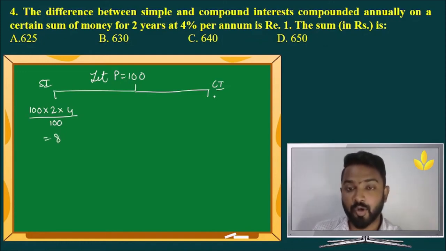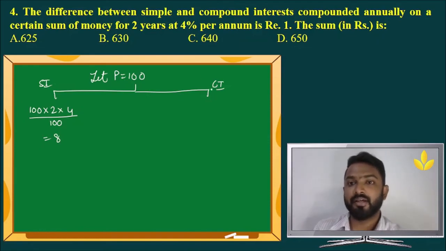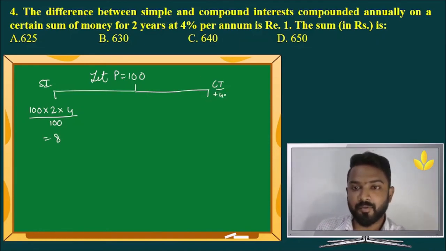Now when it comes to compound interest, how do we find it? It first increases by 4%. 4% of 100 is 4, so 104. Then this increases by 4%. 1% of 104 is 1.04. So 4% will be 4.16. This plus this is 108.16. So the compound interest is 8.16.